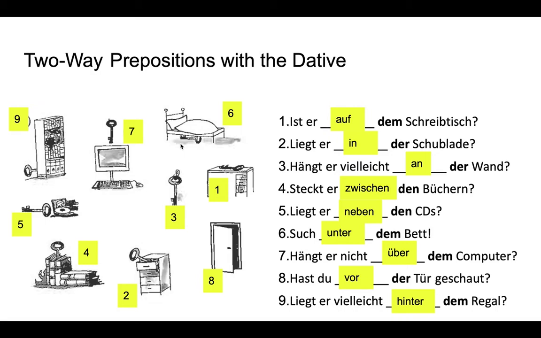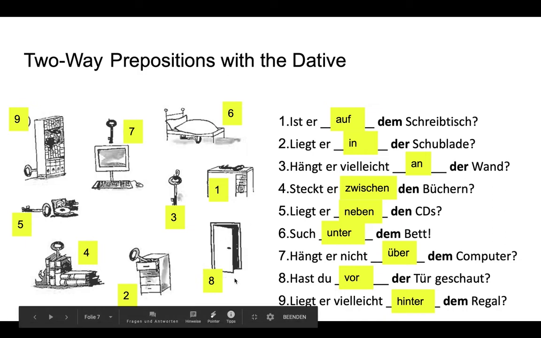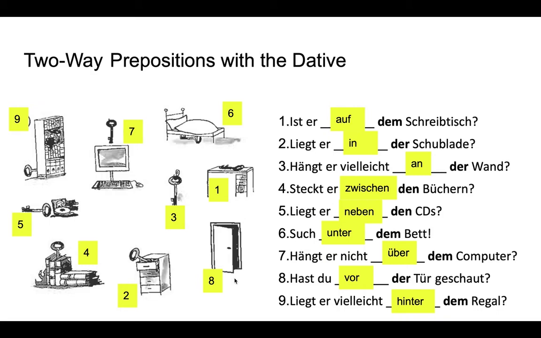Nummer 7, hängt nicht blank dem Computer? Here's the computer, and it's hanging over it, über. Nummer 8, hast du blank der Tür geschaut? Did you check before the door, I guess is the best translation of that. Vor der Tür is the expression that Germans use for just outside the door.